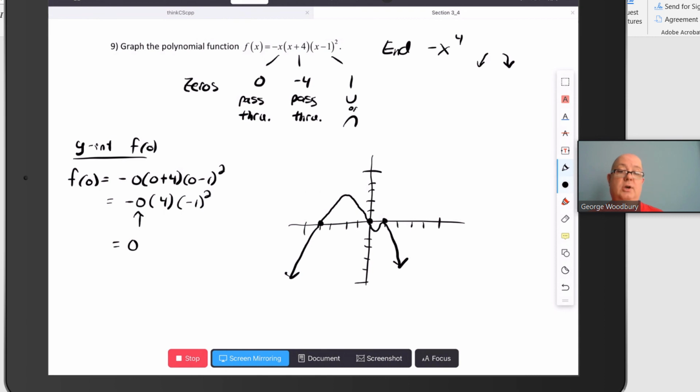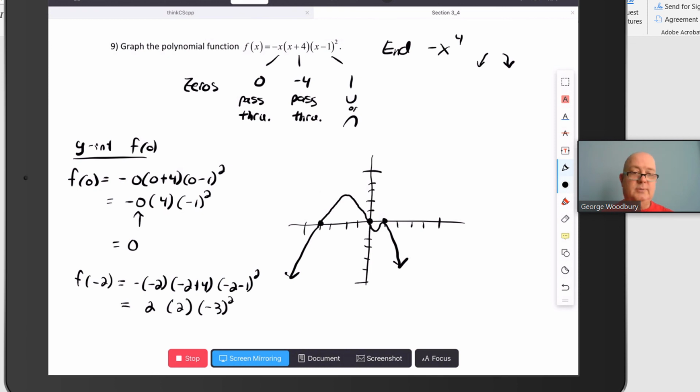We could have used a sign chart. For instance, we could have plugged in, say, -2 and saw what kind of result we got, which would have told us the graph above at that point. So for example, f of -2, that would be the opposite of -2 times -2 plus 4 times -2 minus 1 squared, which would have been +2 times +2 times -3 squared. 2 times 2 times 9 is what I see. So this would have been 36. So it actually would have gone much higher than what I've shown. But again, this is just a quick sketch of the behavior of the graph.